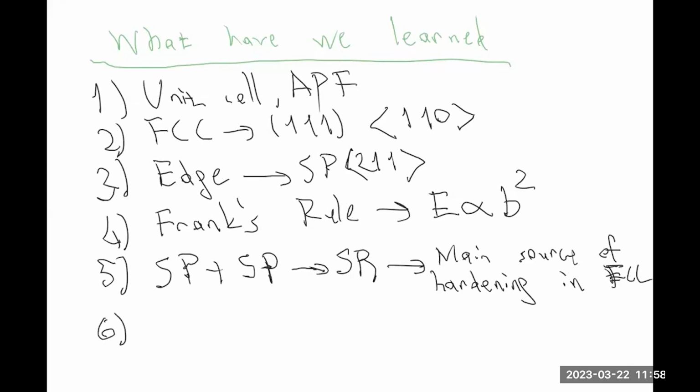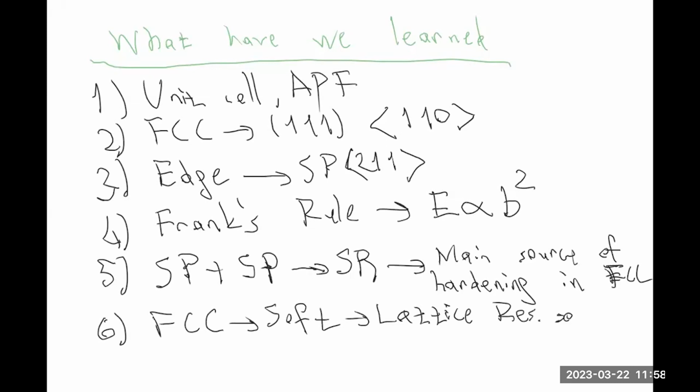Resul, tell me something you learned from today's class. So in FCC, the lattice resistance is so low, hocam, such that the dislocations can move easily. Perfect. They are soft due to lattice. This is a very good point. Lattice resistance is so small.